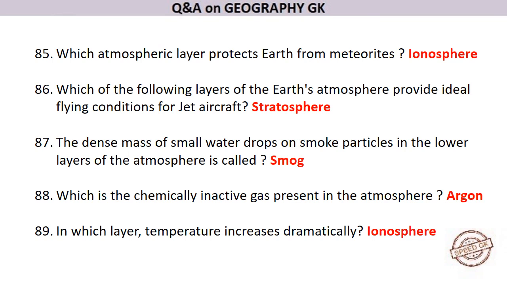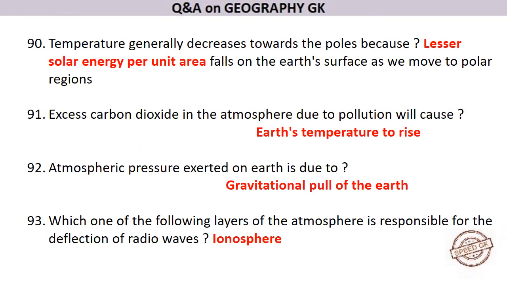Which atmospheric layer protects Earth from meteorites? Ionosphere. Which of the following layers of the Earth's atmosphere provide ideal flying conditions for jet aircraft? Stratosphere. The dense mass of small water drops on smoke particles in the lower layers of the atmosphere is called smog. Which is the chemically inactive gas present in the atmosphere? Argon. In which layer, temperature increases dramatically? Ionosphere. Temperature generally decreases towards the poles because lesser solar energy per unit area falls on the Earth's surface as we move to polar regions.